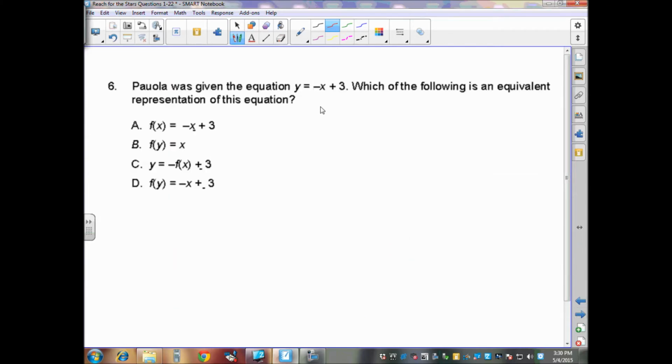This next one, which is an equivalent representation, well, it looks like all they want you to realize is that y and f of x mean the same thing, so it would be A.